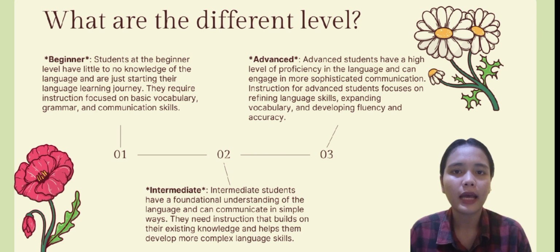Beginner. Students at the beginner level have little to no knowledge of the language and are just starting their language learning journey. Their regular instruction focuses on basic vocabulary, grammar, and communication skills. Number two, intermediate. Intermediate students have a foundational understanding of the language and can communicate in simple ways. They need instruction that builds on their existing knowledge and helps them develop more complex language skills.